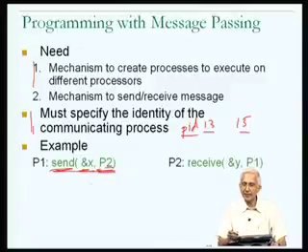Now at the receiving end, I'm also assuming that the process P2, which is expecting to receive a value from process P1, must explicitly execute a receive function or receive system call, depending on what it is, in which it explicitly mentions that it wishes to receive a message from process P1. Why is it necessary for process P2 to explicitly mention that it wants to receive a message from process P1?